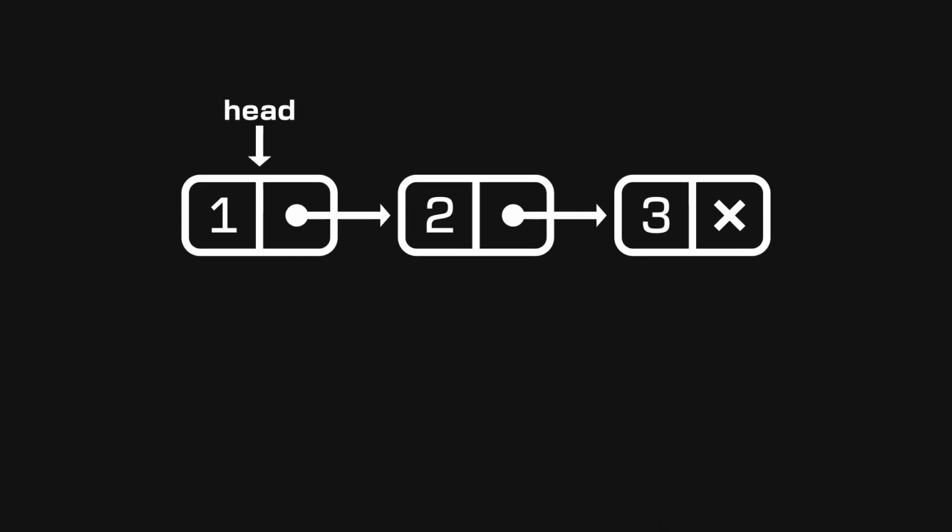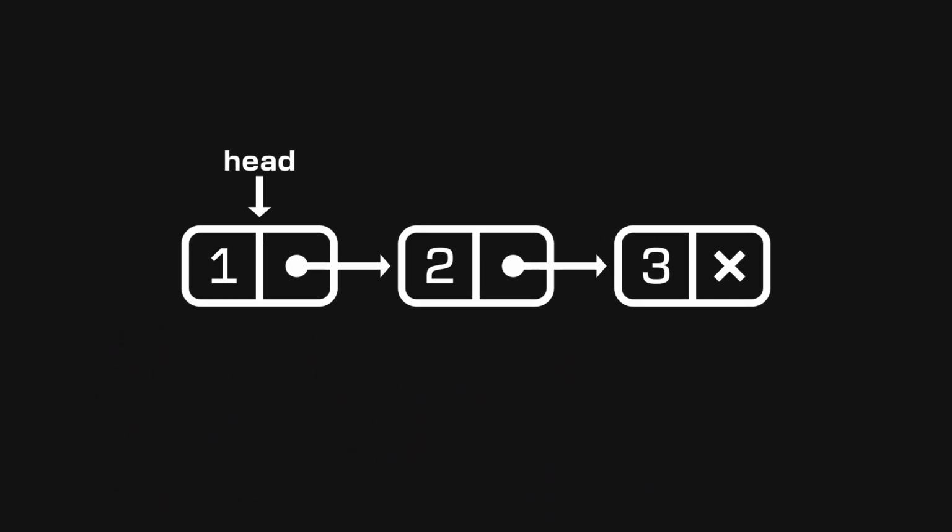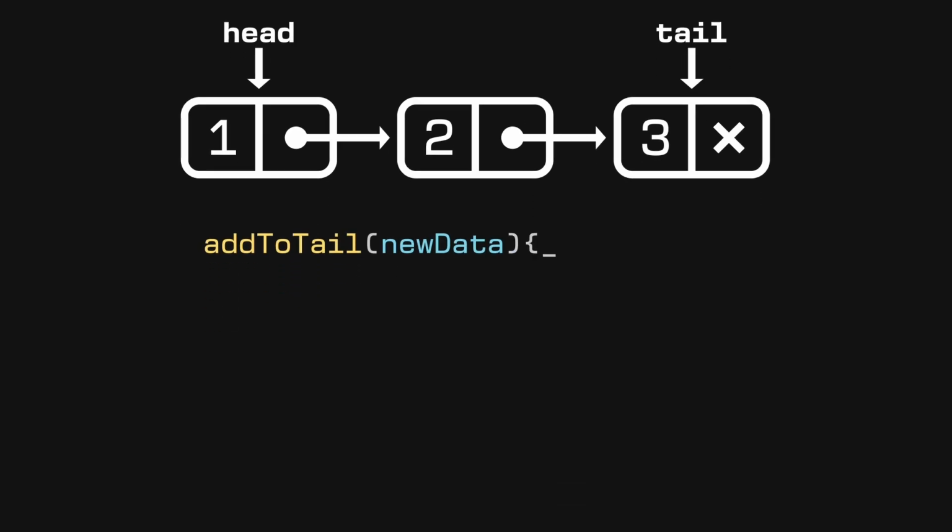If we're going to add a bunch of data to the end of the list, it's a waste of time to always have to traverse through the entire list to find where it ends. So we often add another pointer in addition to the head that stores the tail, or the current final node in the sequence. Now adding to the end of the list is much quicker.